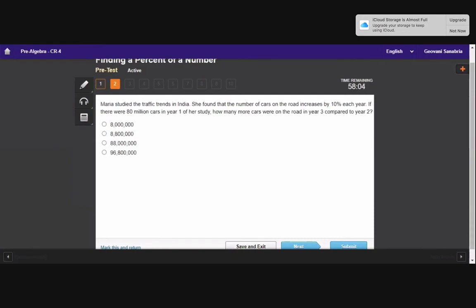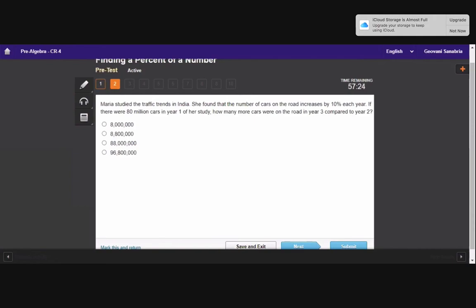Maria studied traffic trends in India. She found that the number of cars on the road increased by 10% each year. If there were 80 million cars in year 1 of her study, how many more cars were on the road in year 3 compared to year 2? Okay, I didn't even see the year 3.